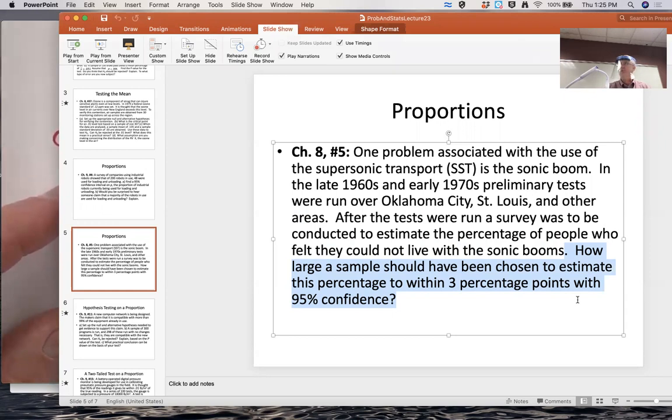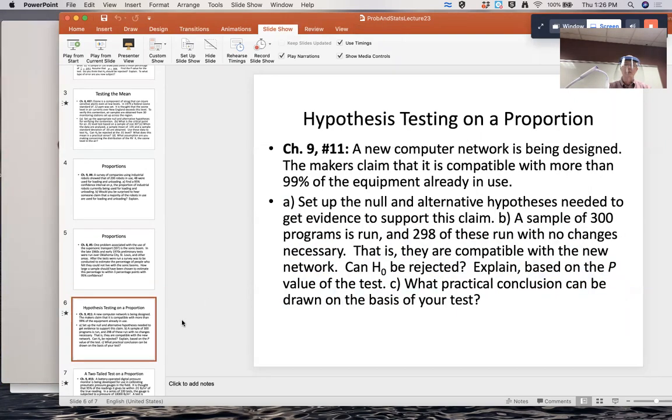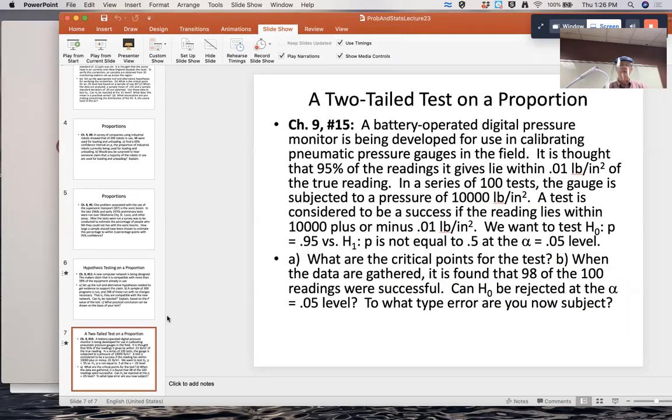That kind of problem is important for designing samples, deciding how big the sample should be, for example. Let's end class today with this problem.